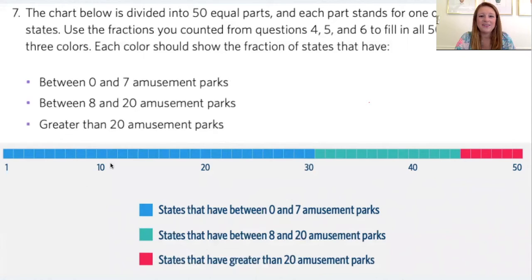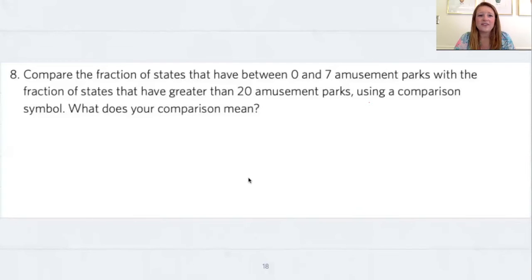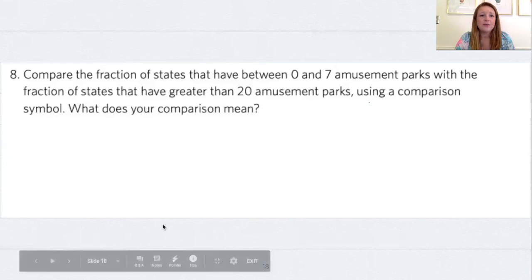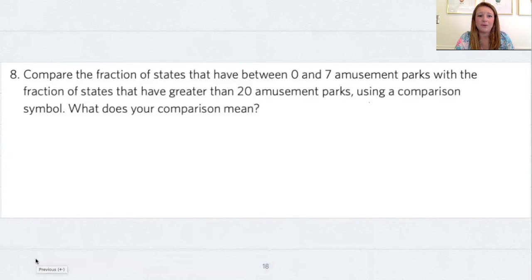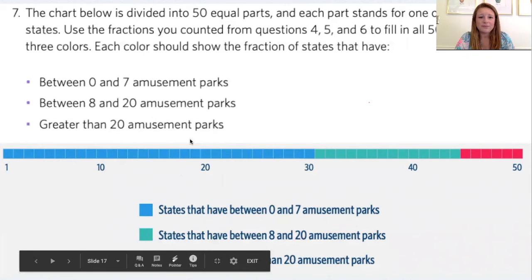So I can easily look at this and I can tell some really important information. This to me is really easy, because I can just look at it and right away I can already tell so much. Let's answer some questions. The first says, compare the fraction of states that have between 0 and 7 amusement parks with the fraction of states that have greater than 20, using a comparison symbol. So what do you notice?